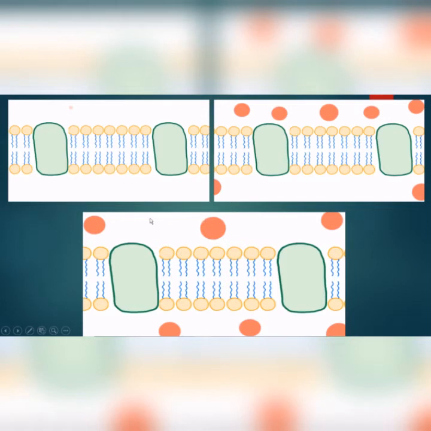Here it shows that some of the glucose molecules did indeed diffuse through the carrier proteins to the inside of the cell.